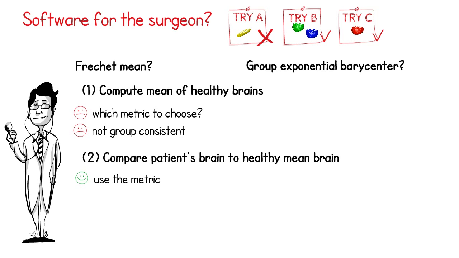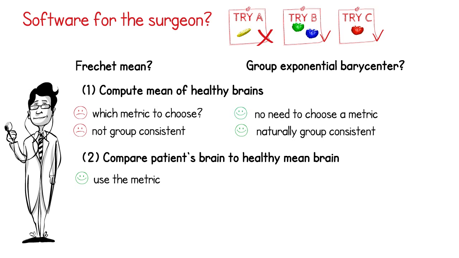With the group exponential barycenter, the advantages are you don't need to think about a metric. If you change the template brain, you get the same result. The drawback is that you don't have a natural metric to quantify the difference between brains. There could be a way to take all advantages without the drawbacks. Do you see it?